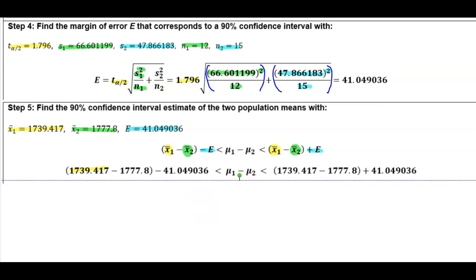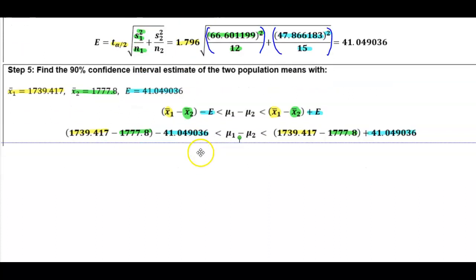So we have 1739.417. We're going to subtract 1777.8. And then we're going to subtract the margin of error. Same thing on this side, 1739.417 minus 1777.8. And then we're going to add the margin of error. So let's go ahead and do that on our calculator.